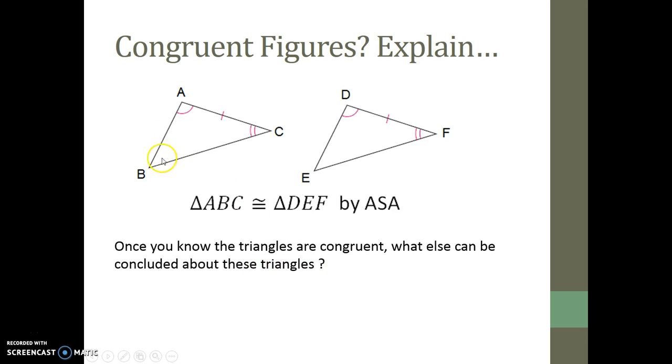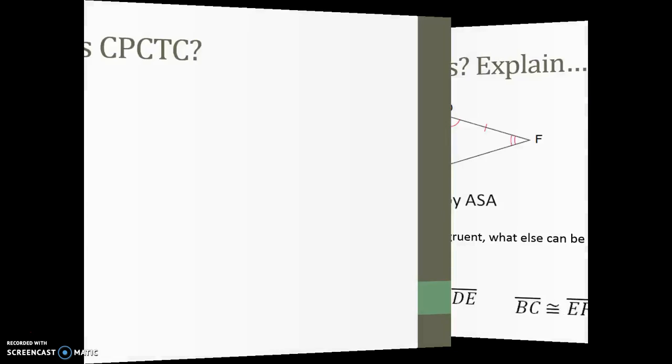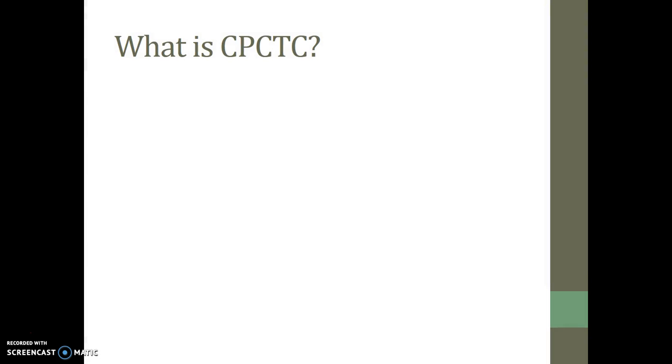Well, let's see. The missing angles, angle B and E, are these congruent too? Well, yeah, of course. If the two triangles are congruent, yes, they are. How about AB and DE? Would those be congruent? Yeah, of course. And same with BC and EF. So what is CPCTC?